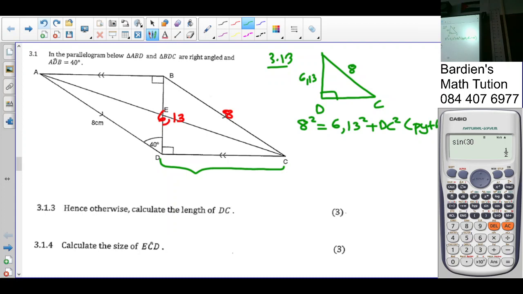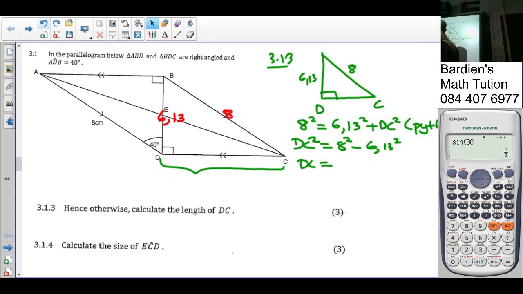It also says hence. What does hence mean? Let's use the previous question. And the previous answer we got was 8 and 6,13. Can you see that? So DC squared is equal to 8 squared minus 6,13 squared. So DC is equal to... People, if you wanted to have written DC squared is equal to 8 squared minus 6,13 squared as your opening statement, no problem with that. Full marks on you anyway. Okay?